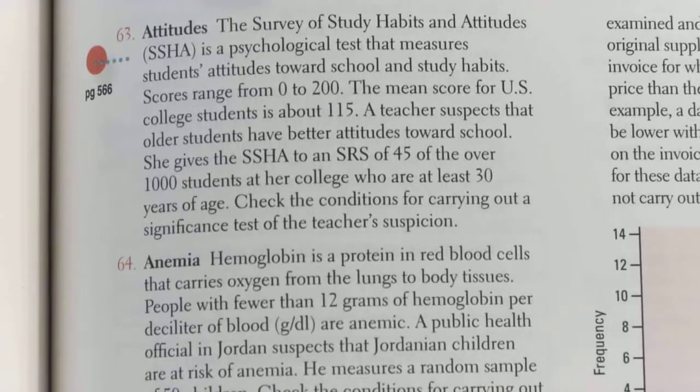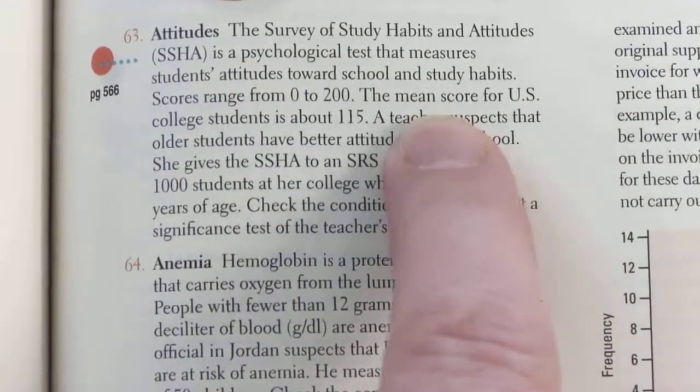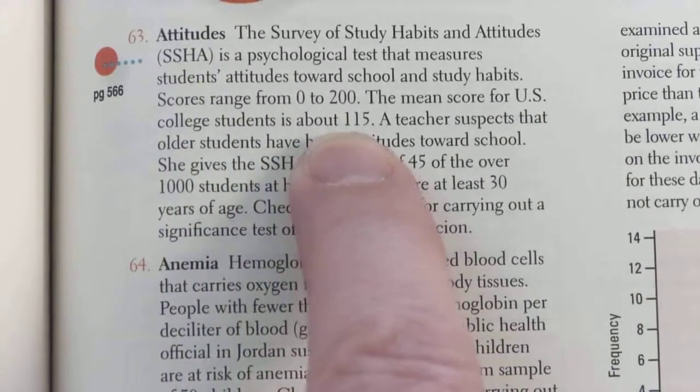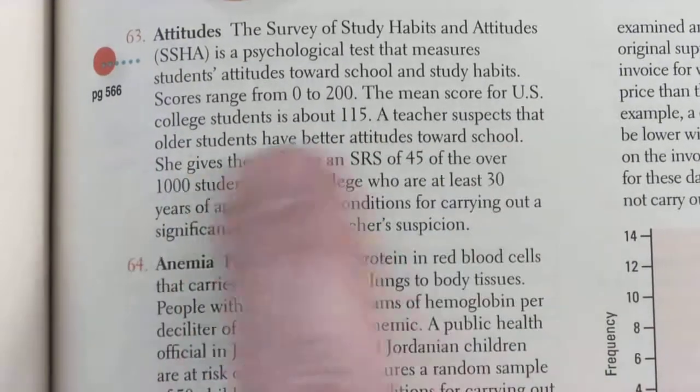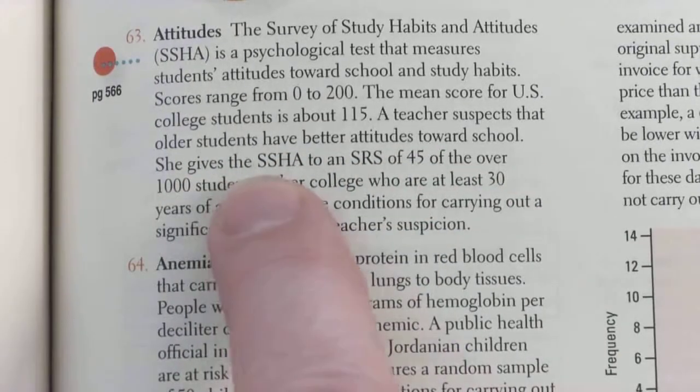So now, as I always say, when you're taking a test, you have to say to yourself, is this proportion or mean? So the mean score, well, there's a big hint right there. The mean score of U.S. college students is about 115.